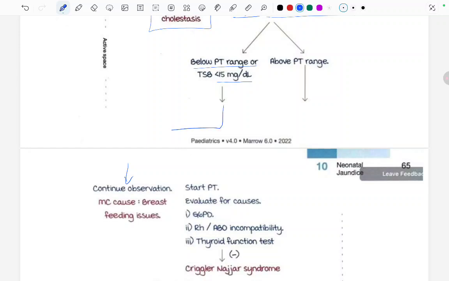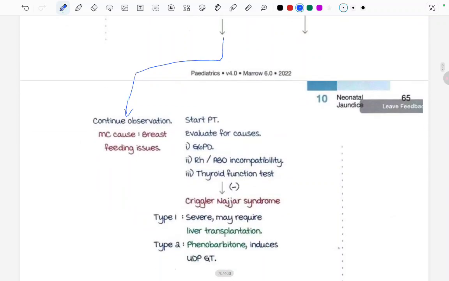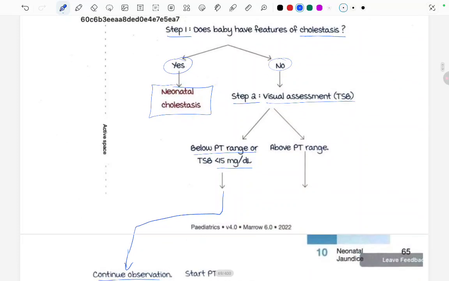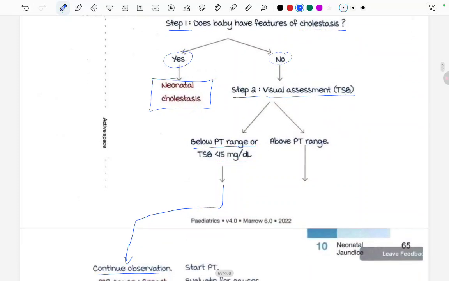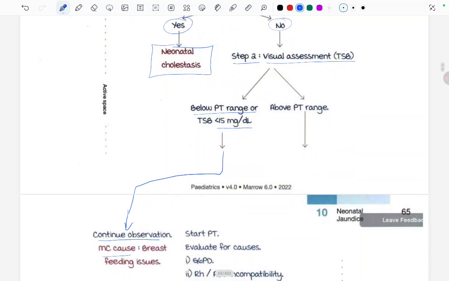This arrow is following here. Then we have to continue observation, and the most common causes are breastfeeding issues. For this below phototherapy range, or TSB less than 15 mg per dl, most common causes are breastfeeding issues.